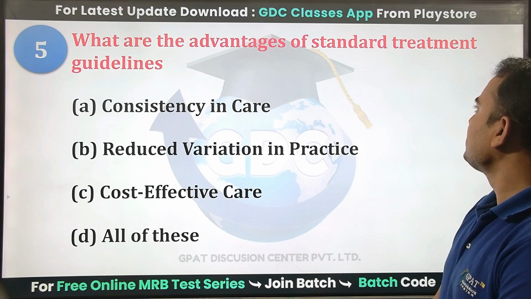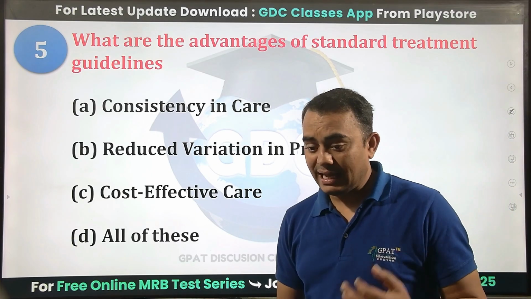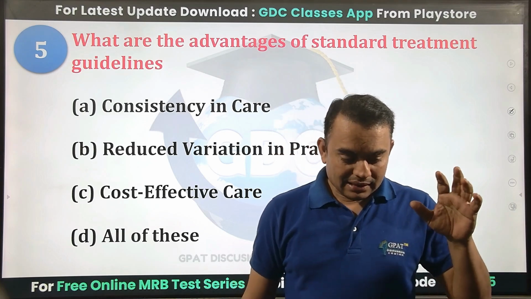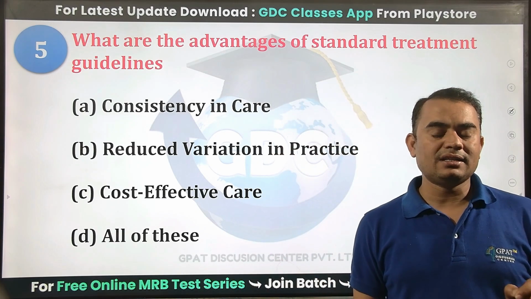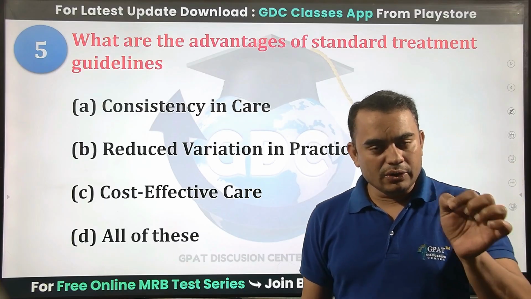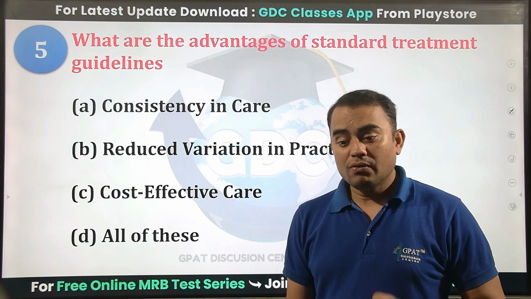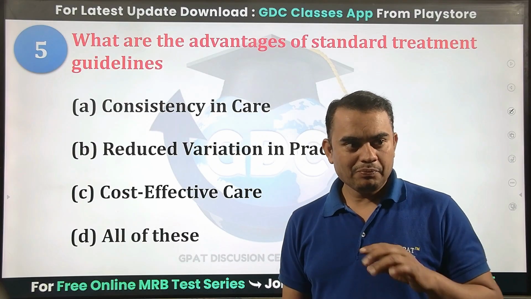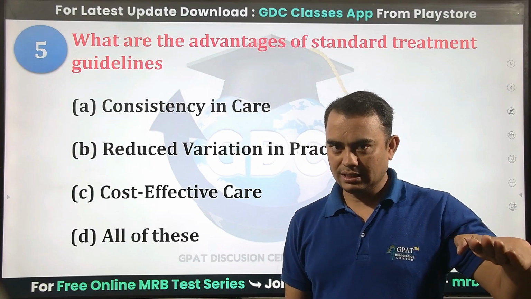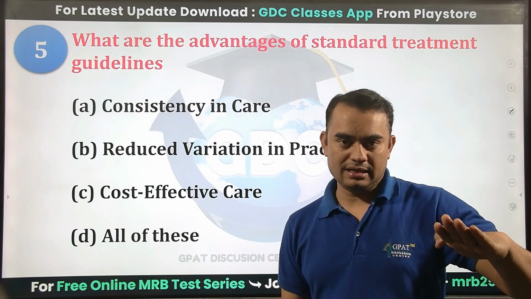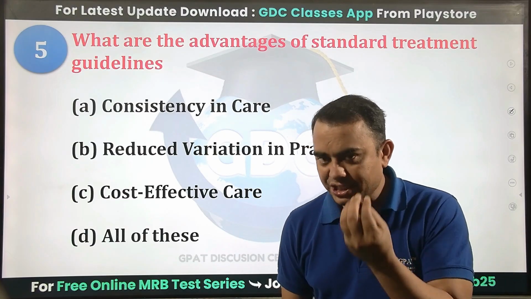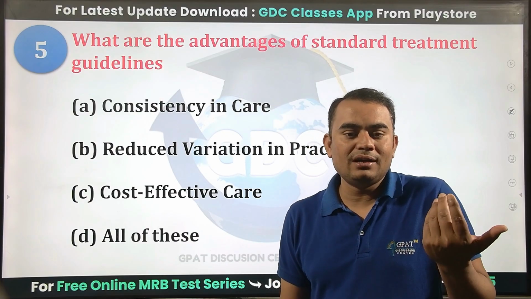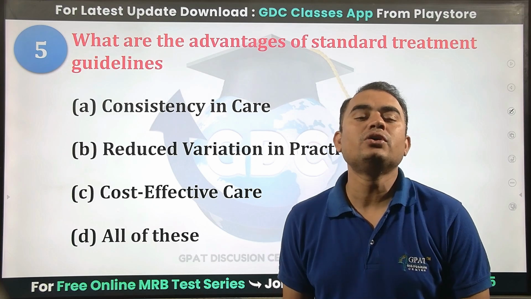What are the advantages of standard treatment guidelines? STG in short, full name Standard Treatment Guidelines. These are the basic guidelines given under pharmacotherapeutics, which means during the treatment of any disease, we have to follow some standard procedure or guidelines. There should be proper diagnosis, there should be consistency in treatment, the medicine should be cost effective, and variance means any type of discrimination cannot be carried out during the treatment.